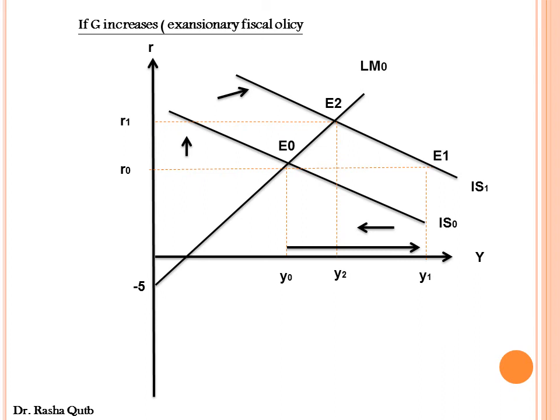لما الانترست ريت هتزيد ده هيعمل ايه؟ هيقلل الانفستمنت، هيقلل البرايفت انفستمنت. في الحالة دي الناشونال انكم هيقل، والفاينل change in equilibrium national income would be from Y0 to Y2. طبعا نتيجة ان الانترست ريت زادت البرايفت انفستمنت هو اللي هيقل.